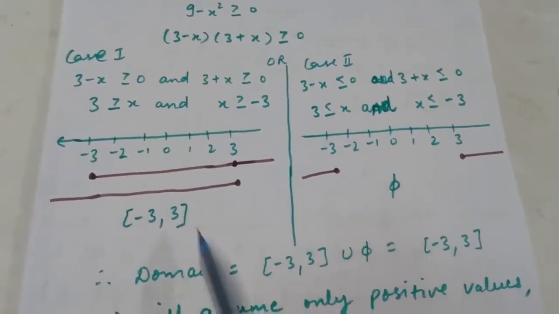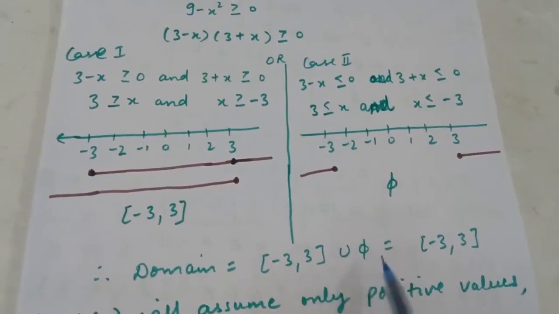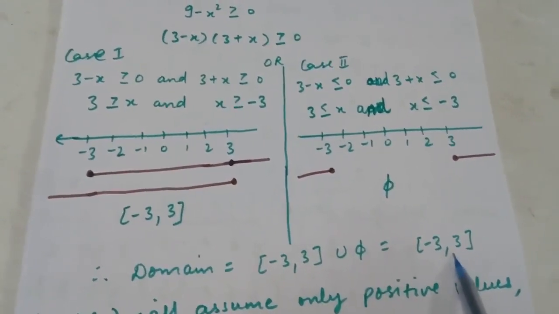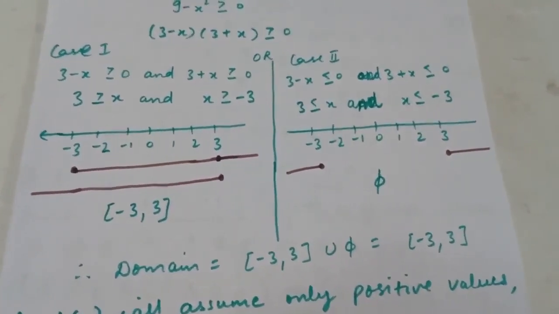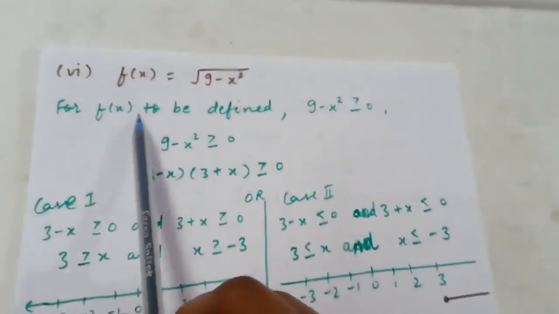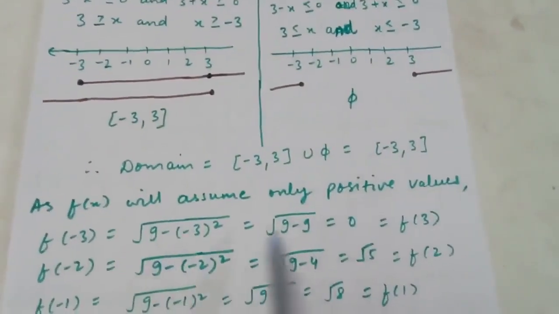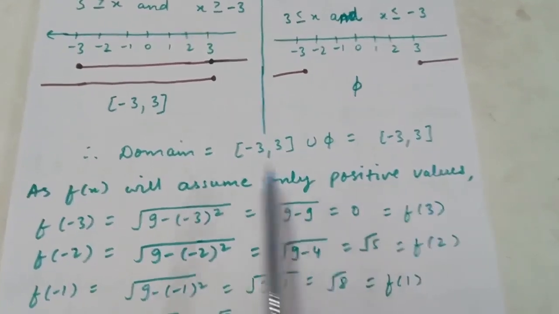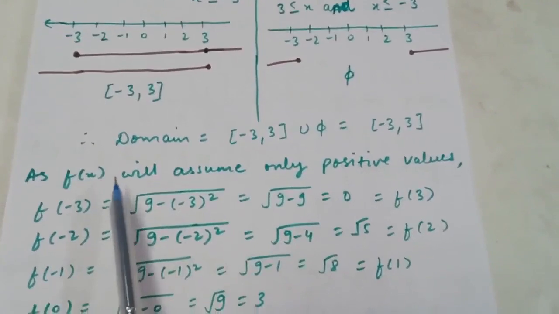Now domain will be what? Union of both the cases. So union of this with empty set will be the same set. So our domain is [minus 3, 3]. Clear? Now as f(x) is what? Root 9 minus x square. So f(x) will assume only positive values. But we have to check in this domain what values f(x) will assume.